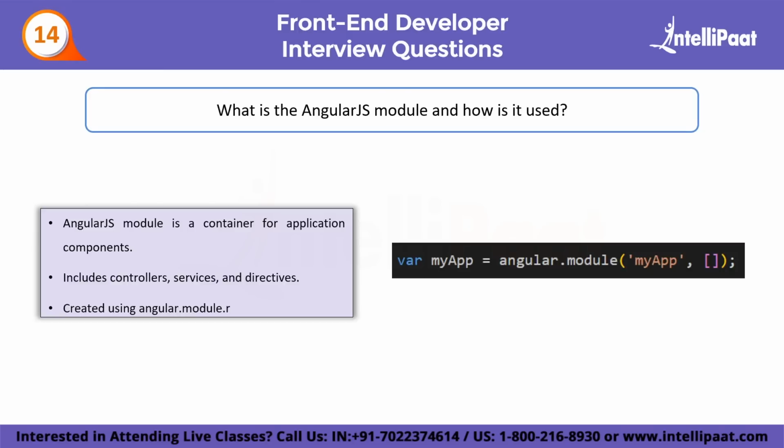To use your module in an HTML file, you need to indicate the module name using the ng-app directive. You place this directive on an HTML element, typically the body or a root element of your application. In short, an AngularJS module is a container that holds different components of your application. It promotes modularity, encapsulation, and maintainability by providing a structured way to organize and manage your application's features and functionalities.